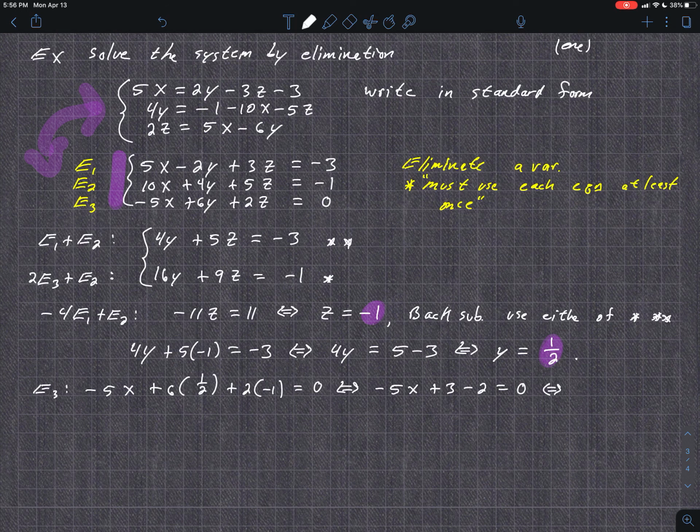So that's a 1, so positive 1. So it's negative 5x equal to negative 1. So x is equal to a positive 1/5. So that's your unique solution because you get an ordered triple. So it's x, y, z. So your x is 1/5, your y is 1/2, and your z is negative 1. Okay, so there's your solution, and that is what we call a unique solution.